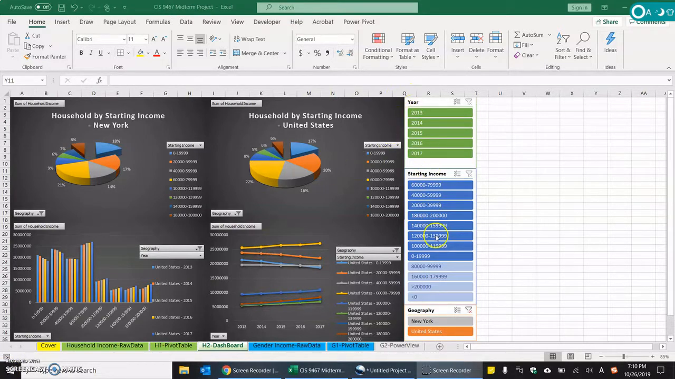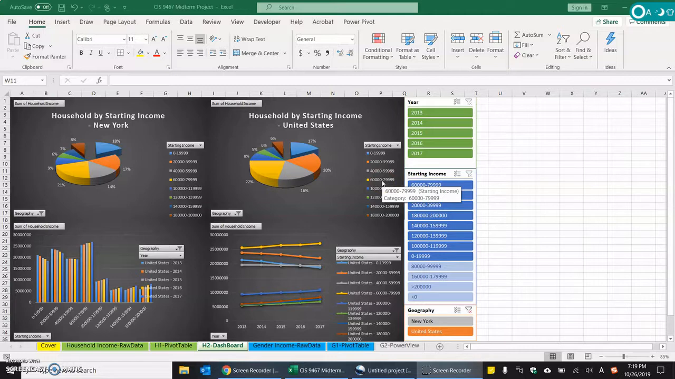Also, there are slicers on the side, the year slicer and the starting income slicer. These two apply to all 4 charts here, but the last one, the geographic slicer, only applies to the last 2 graphs to avoid confusion, changing between New York State and United States. So let's try to change the slicers.